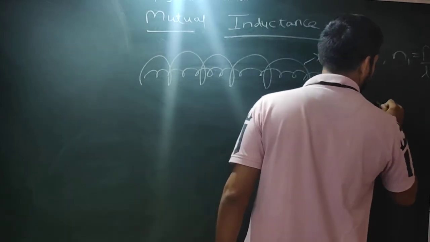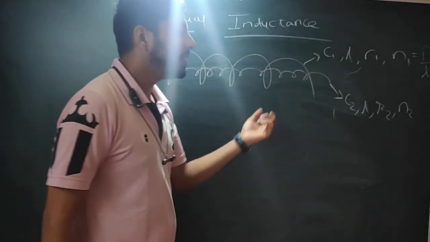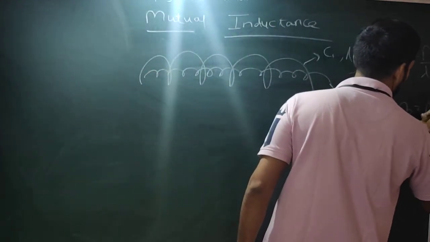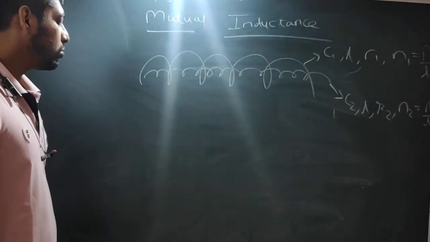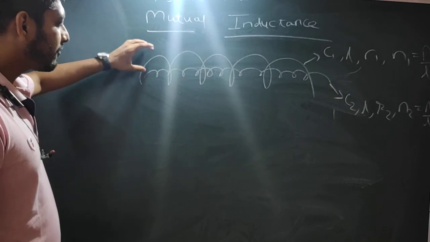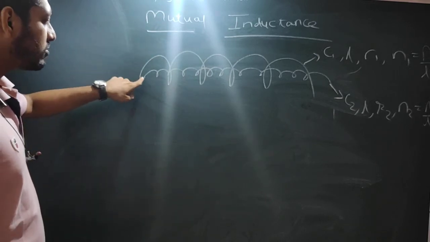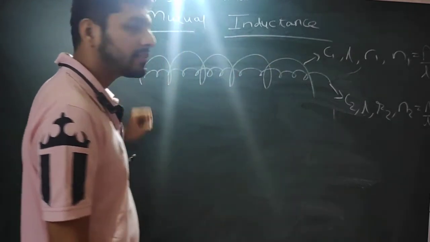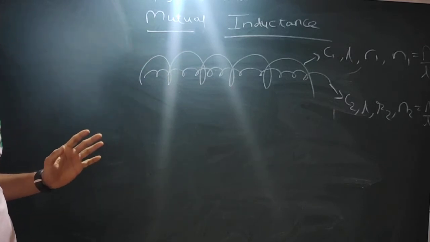Let the radius be R2. Let the number of turns per unit length be N2. You can also write it as N2 upon L; you can write it in both forms. Suppose there is a magnetic field in the outside coil. Suppose we assume that the current is passing only in the outer coil, and there is no current passing in the inner coil.